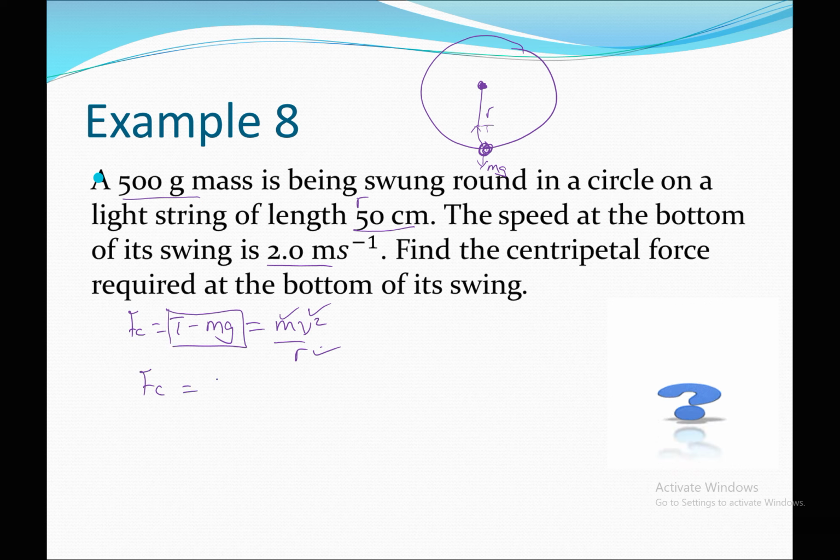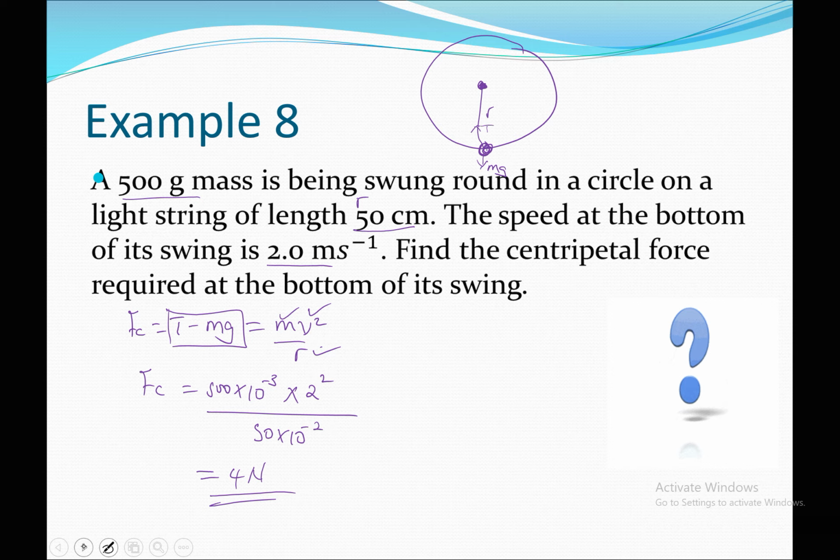So the centripetal force is going to be, the mass is 500 times 10 to the power of minus 3 to change it to kilograms. And then v is 2, but squared. Divide this by r, which is 50 times 10 to the power of minus 2. So 500 times 10 to the minus 3, times 2 squared, which is times 4, divided by 50 times 10 to the minus 2. This gives me the centripetal force as 4 newtons. I think that is the end of lesson number 2.